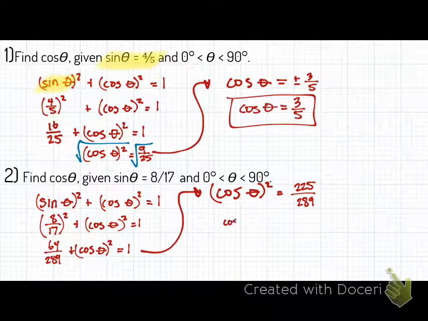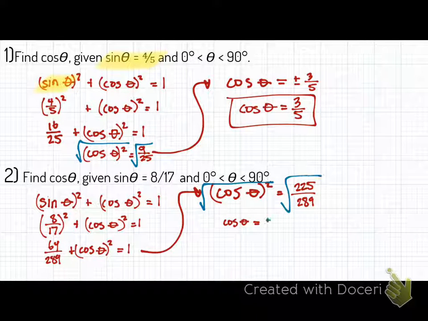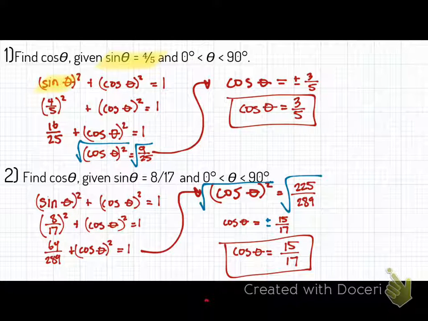Take the square root of both sides. And when I do that, I should get two answers, right? Positive and negative 15 over 17. Now, look at what it's saying. We're trying to find the theta that's between 0 and 90 degrees. So it's in the first quadrant, right? Can I have a cosine that's negative in the first quadrant? No. So my true answer is going to be cosine of theta is positive 15 over 17, okay?